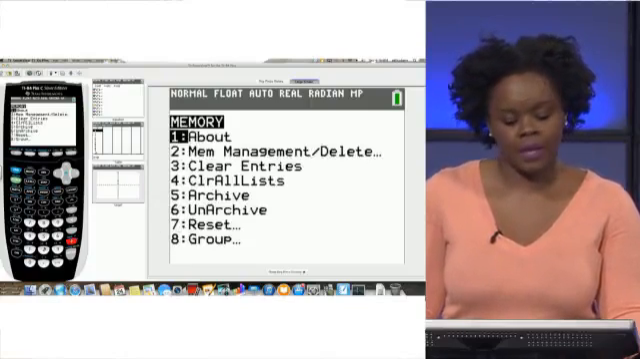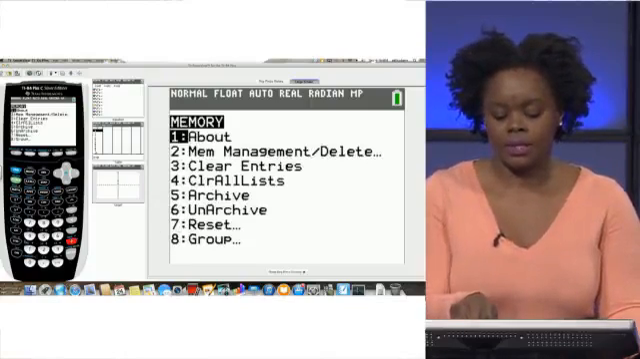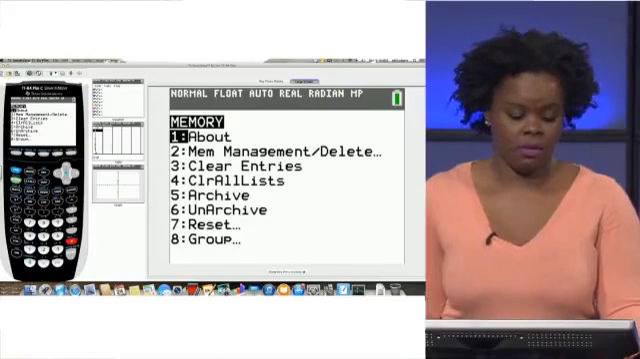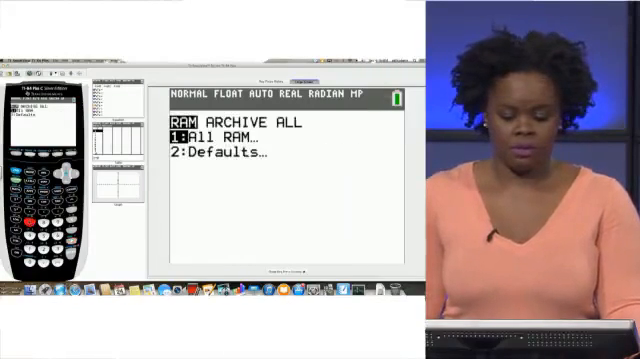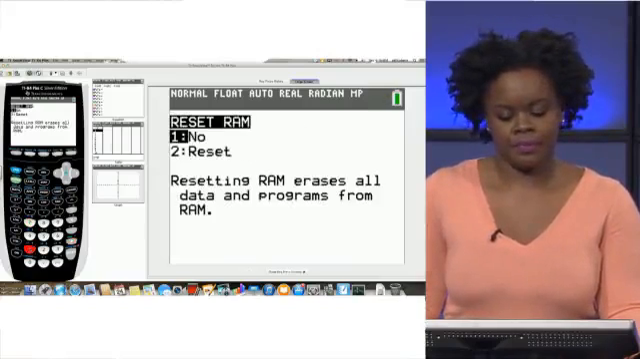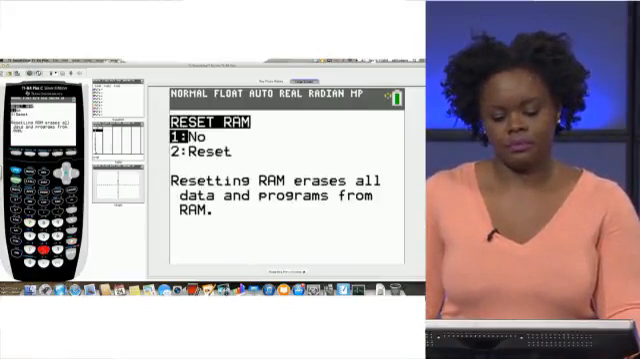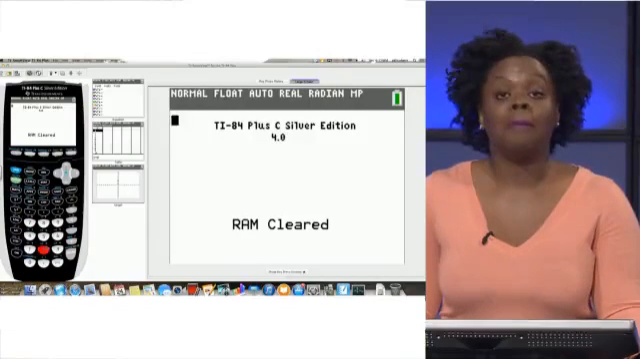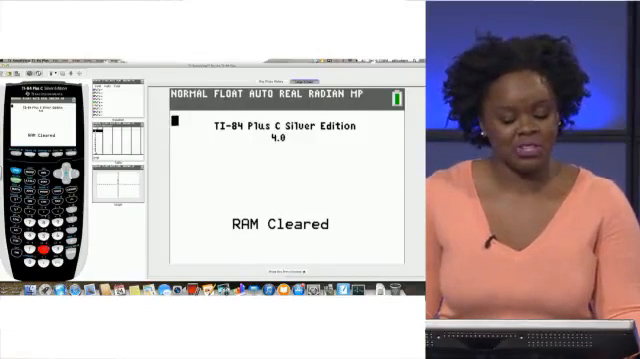in my calculator. And then if you look at the list, you see number 7 is reset. So I'm going to go ahead and press 7. And all RAM, that's what I want to clear. And then reset. So now my memory is all clear. So now I'm good to go.